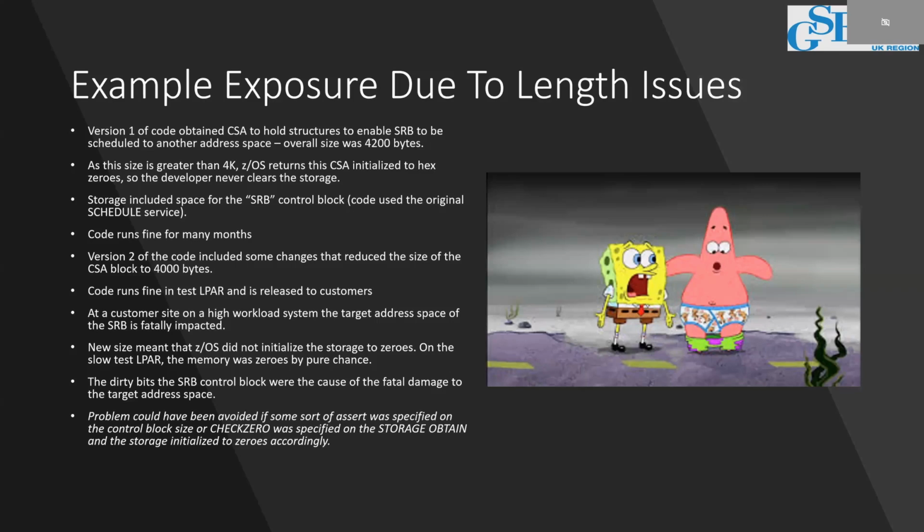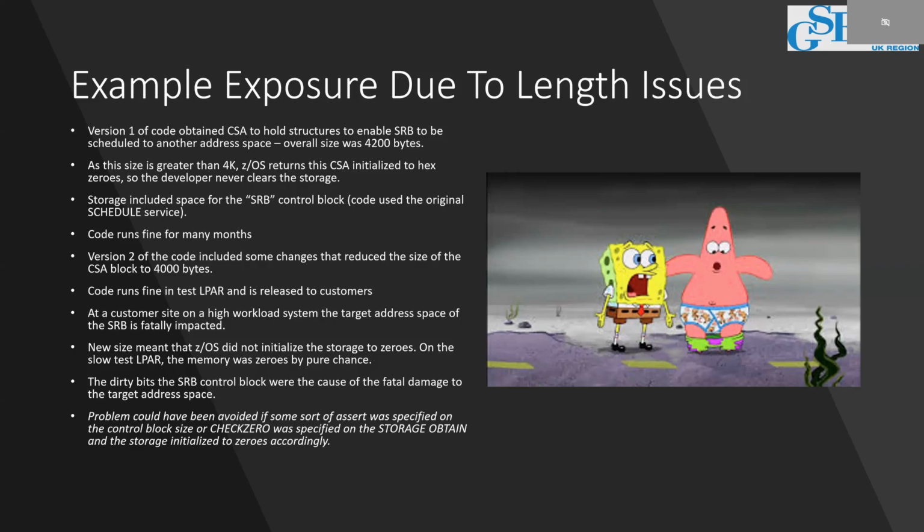This is an example exposure that I have actually seen in the real world due to length issues. There's some code, and version 1 of this code obtains some CSA to hold some structures and to enable an SRB to be scheduled to another address space. The overall size was something like 4,200 bytes. This size is greater than 4K of CSA. z/OS returns the CSA initialized to hex zeros, so the developer never cleared the storage. He just formatted it correctly, and it included the space for an old SRB control block.